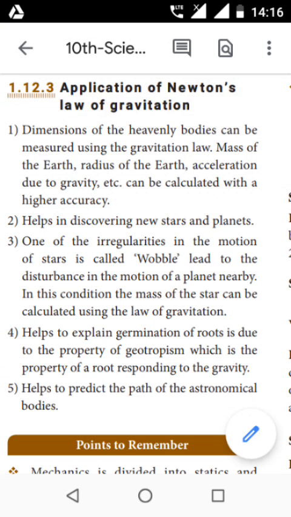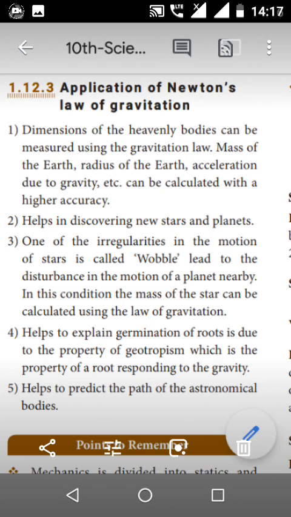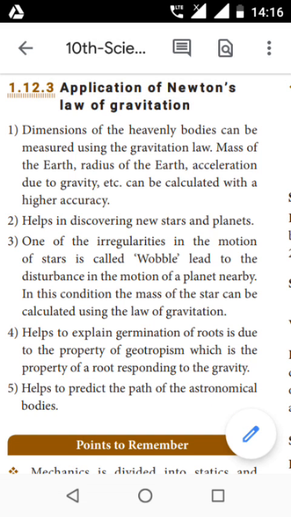Next, one of the irregularities in the motion of stars, called a wobble, leads to a disturbance in the motion of a nearby planet. That means the stars can move slowly near the planets and disturb them. At that time, astronomers use Newton's law of gravitation in this condition to calculate the mass of the stars.